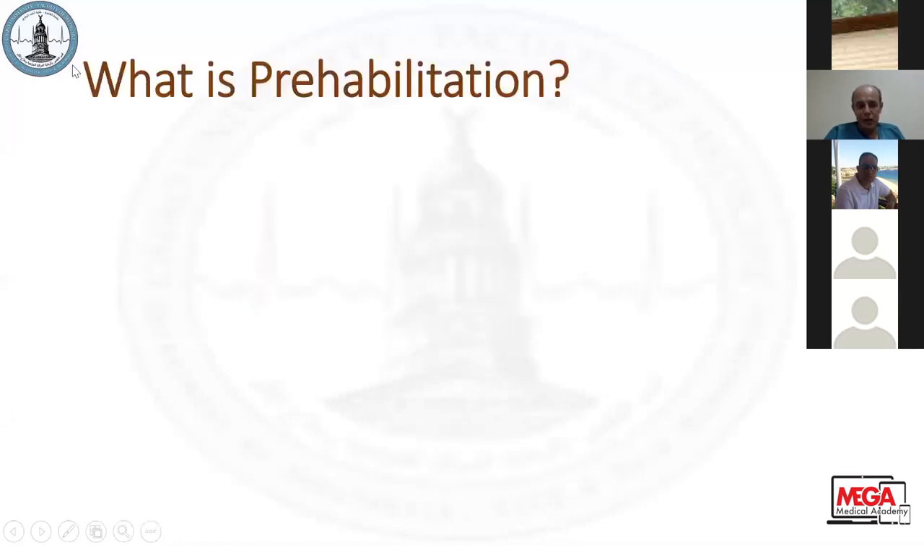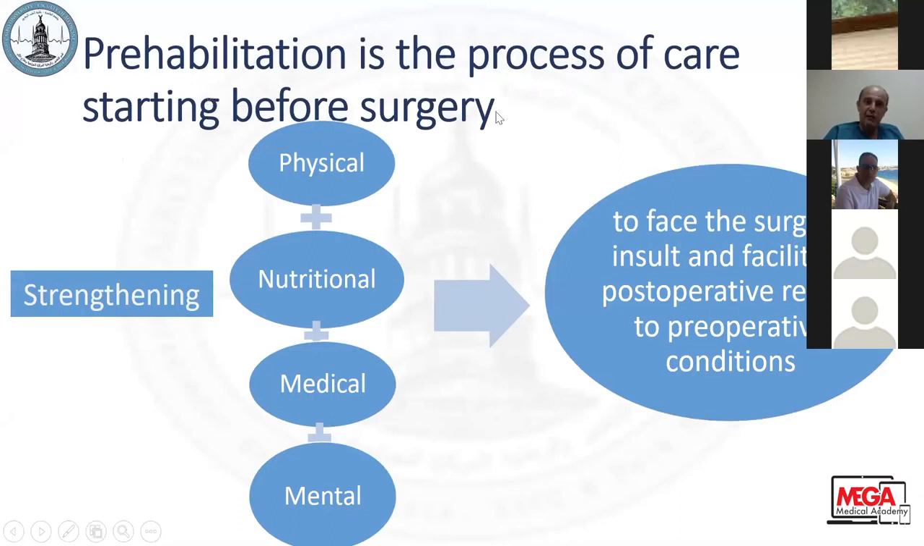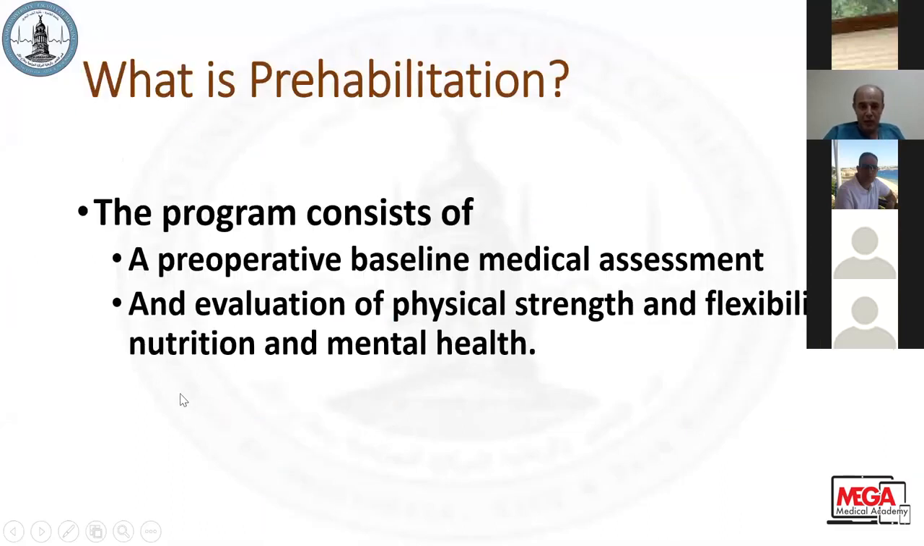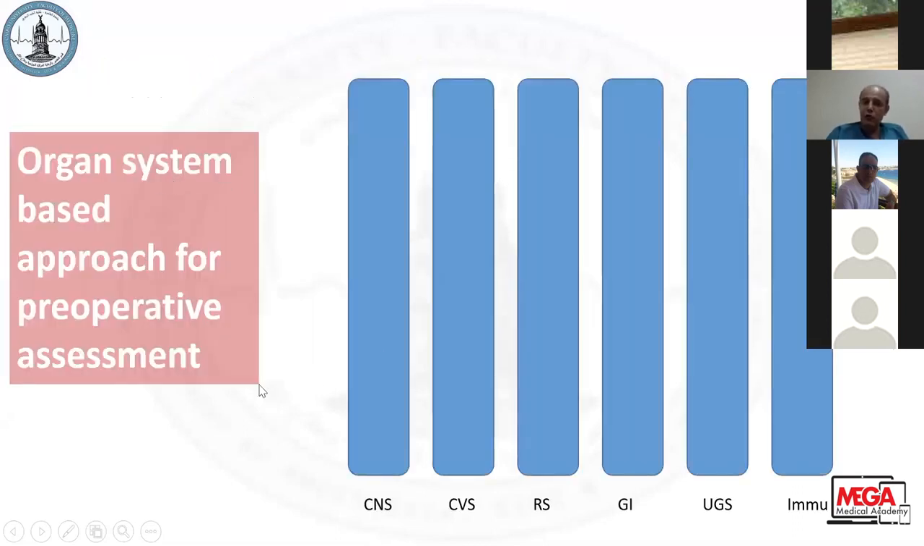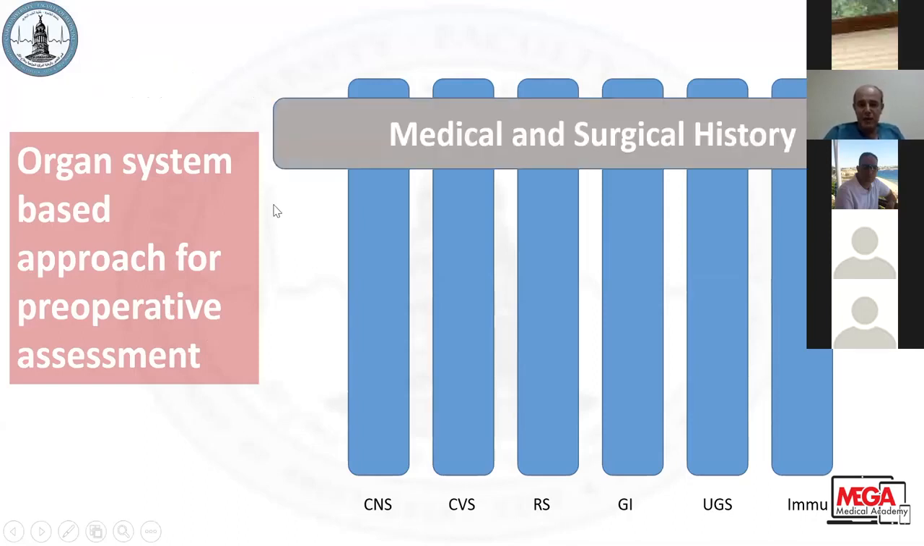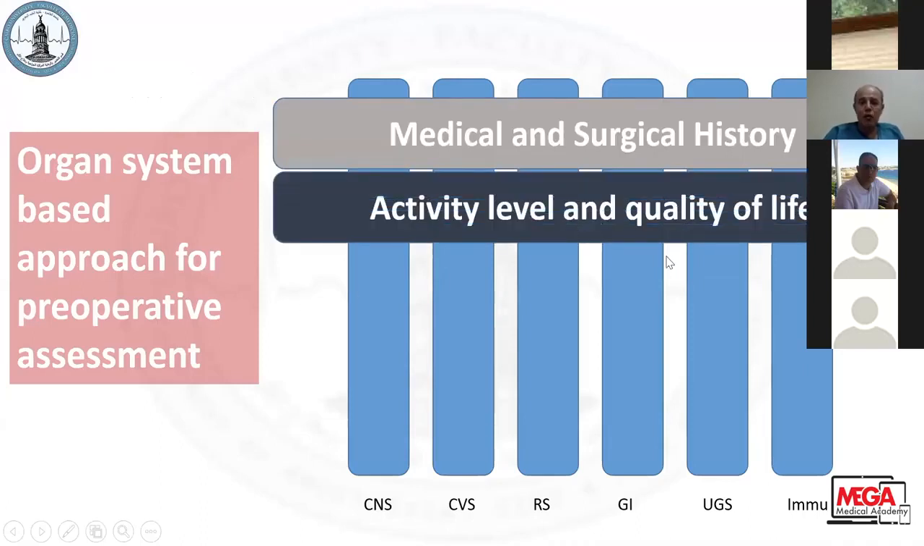What is prehabilitation? Prehabilitation is the process of care starting before surgery. Its aim is to strengthen the physical, nutritional, medical, and mental status of the patient in order to face the surgical insult and facilitate the postoperative return to the preoperative condition or status. The program consists of preoperative baseline medical assessment and evaluation of physical strength and flexibility, nutrition and mental health. The organ system-based approach for preoperative assessment includes medical and surgical history, and this is of extreme importance, as well as the activity level and quality of life.